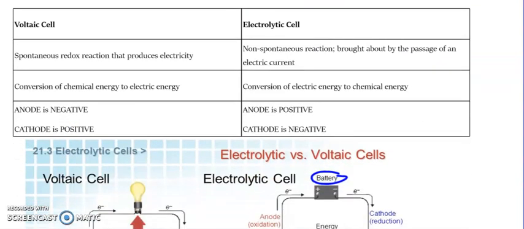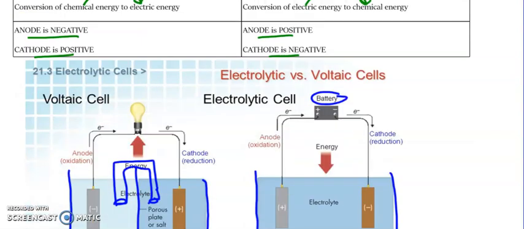So in a little chart, some differences. Voltaic cells are spontaneous and produce electricity. Electrolytic cells are non-spontaneous. In a voltaic cell, you're starting with chemical energy and turning it into electrical energy. So the chemical energy is from your reaction that happens on its own, which then produces the flow of electrons. That's what electricity is. In an electrolytic cell, it's the opposite. You have to use electric energy to make the chemical reaction happen. And the anode and cathode charges are opposite. An anode is negative in a voltaic cell and the cathode is positive, but they're the reverse in your electrolytic cell, where the anode is positive and the cathode is negative.